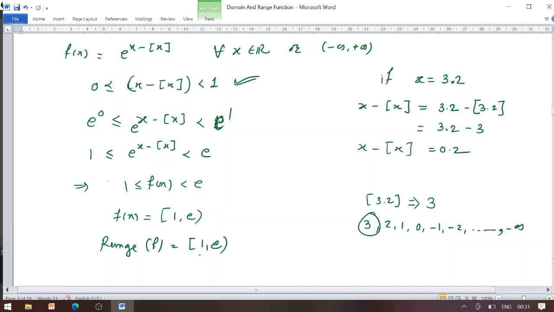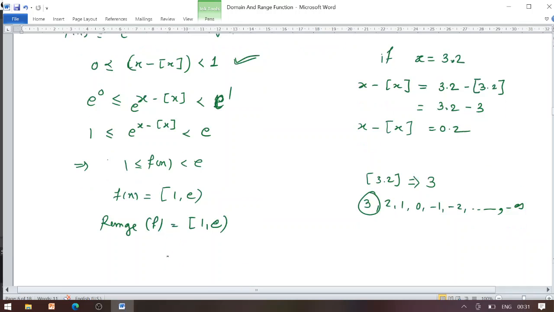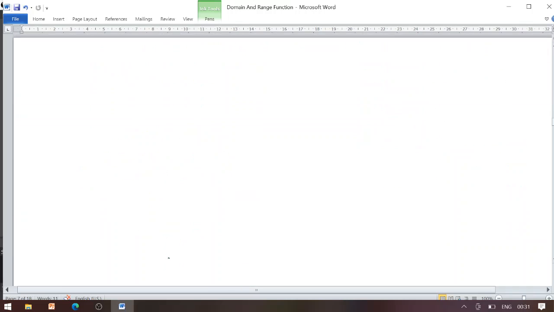Now we are considering the logarithmic function. Suppose we have the function of the form f of x equals log of x plus 4 to the base x minus 1.